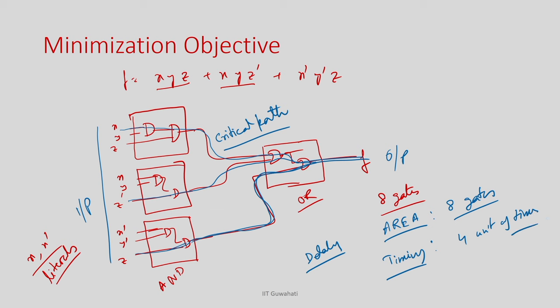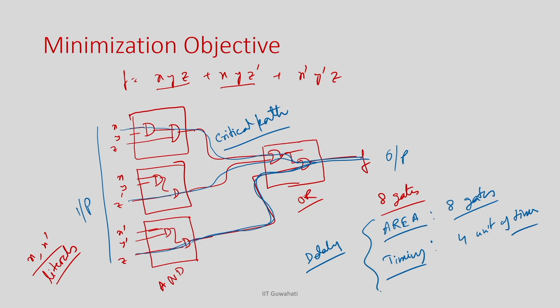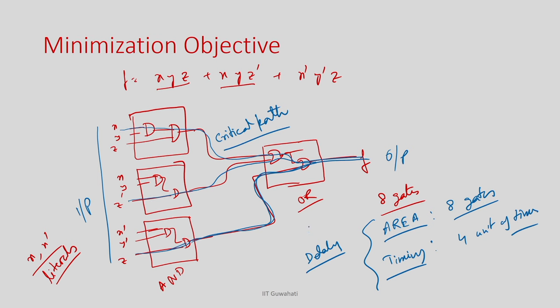Now when you are given a switching function represented as a sum of product, and you are going to implement this in hardware, you need to optimize both, right? Area and timing. You want to make sure that you are using a minimum number of gates, and also the critical path is minimum. So obviously when you try to optimize a design, your objective would be to minimize these two, area and timing. Now let us see how we can do that.